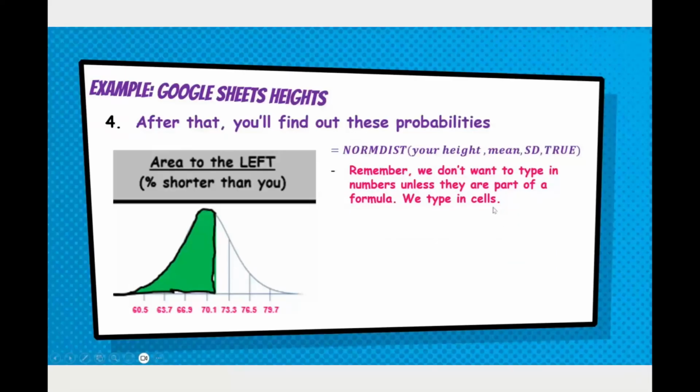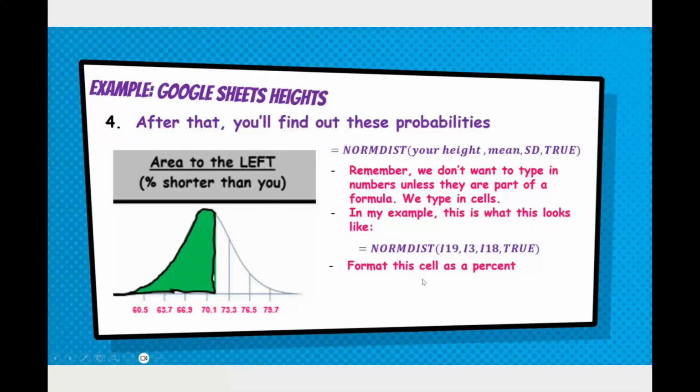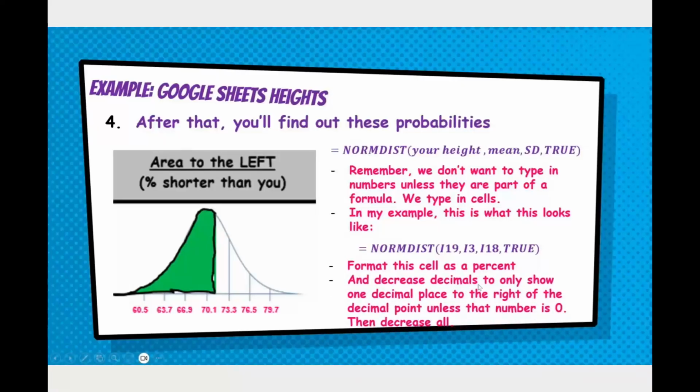In my example, I'm not typing in numbers. I already have things in my cells. So in my example, this is what mine looked like. Equals NORMDIST, I-19, that is where I put my height. I-3 was where I put my mean. I-18 was where my standard deviation was calculated, and then the word TRUE. When I hit enter, I want to format this cell as a percent, by the way, and I want to round it to the nearest tenth place. Decrease decimals to only show 1 decimal place to the right, unless there's a zero there. Like, I don't care about 72.0%. You can just make that 72%.